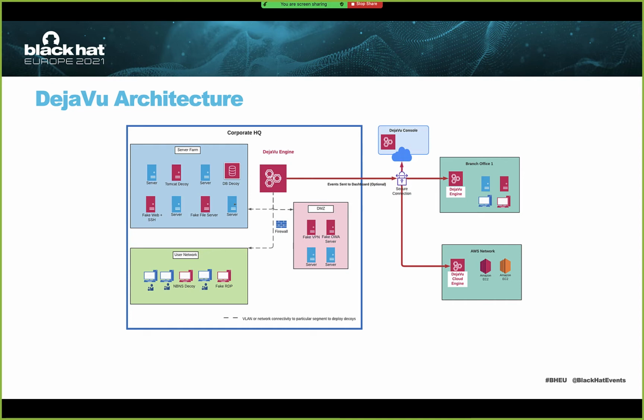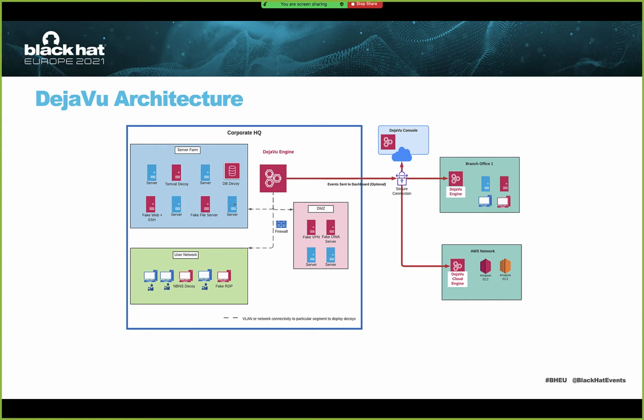What we are trying to highlight in this architecture is that if you have a corporate HQ, you can put one Dejavu engine there. You have a branch office, you can put another Dejavu engine, and you have an AWS network, you have a cloud engine in the AWS network. All these engines report back to the Dejavu console in a centralized location, which supports the MSSP and Go Cloud strategy of many organizations that really want to scale Dejavu, or the deception, across their infrastructure, across their branches, and across their cloud offerings.